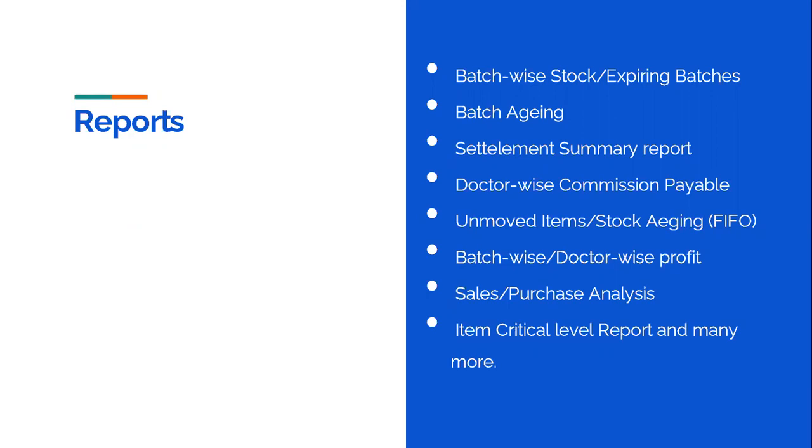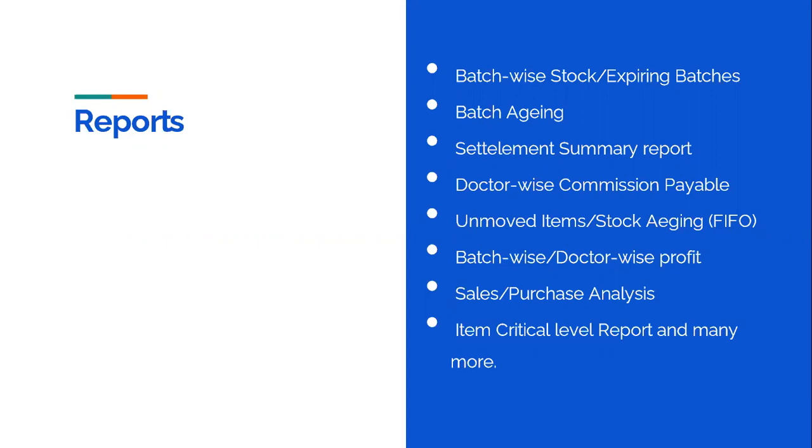And the third report is the settlement summary report, doctor-wise commission payable report, and unmoved items. This is also a very important report. If we get the unmoved items report, then we can easily find out the stocks of unmoved items. That helps us to reduce expiry, because if we do not get the unmoved items report from the software, then we are not able to find the unmoved stocks, and it will increase the expiry of the product.